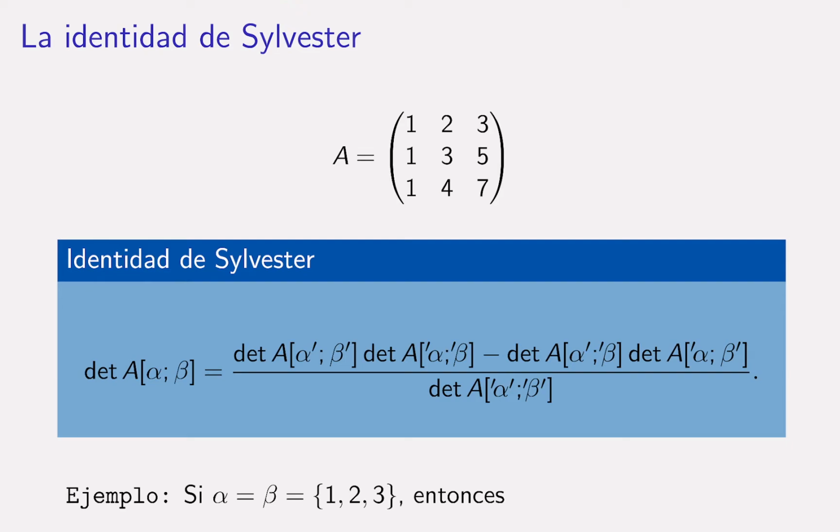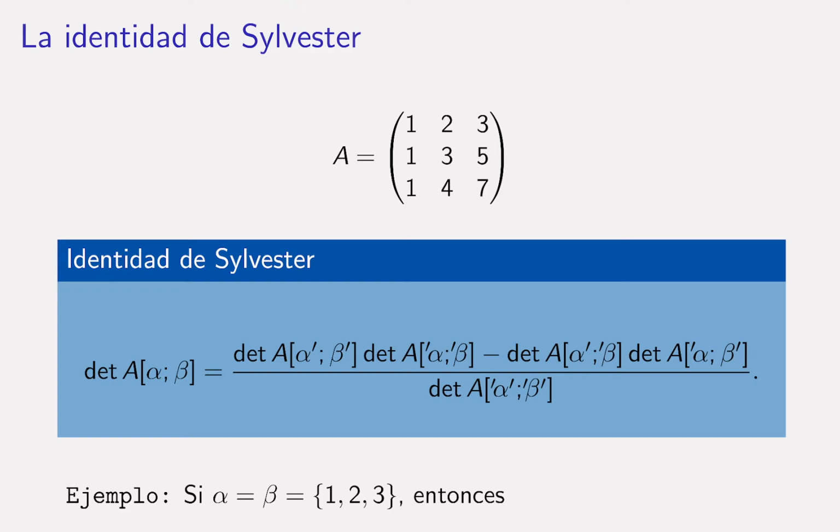Now, let's talk about the Sylvester identity. This is a very nice result. We take any two index sets, alpha and beta, and the determinant is like this. Here alpha prime means we remove the last element of the index set alpha. Remember that the elements in alpha are sorted, they're ordered. Beta prime also means we have beta, but we remove the last element. Prime alpha means we remove the first element. Here also we remove the first element. Here we remove the last of alpha, we remove the first of beta, and so forth.